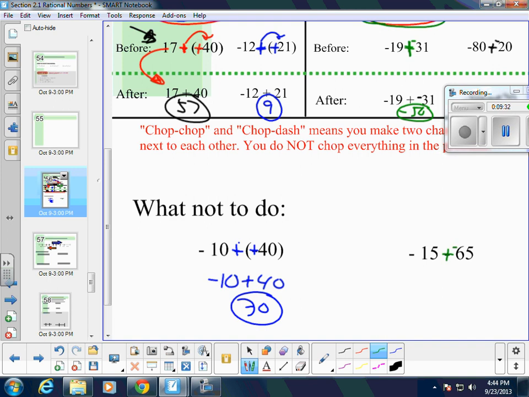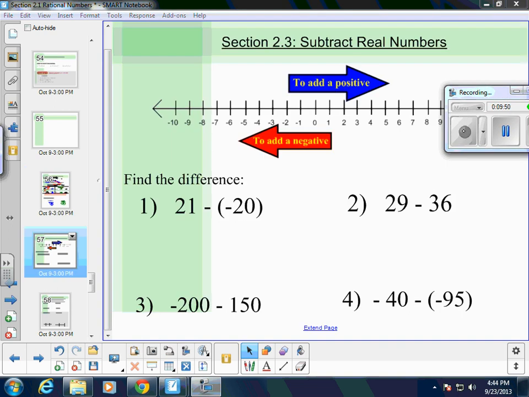Okay. So I make a dash for that next number, 65. I'm going to make it negative 65. So this becomes negative 15 plus negative 65. I could think of money. I owe somebody $15. I owe them 65, so I owe them all that money together. I owe $80.